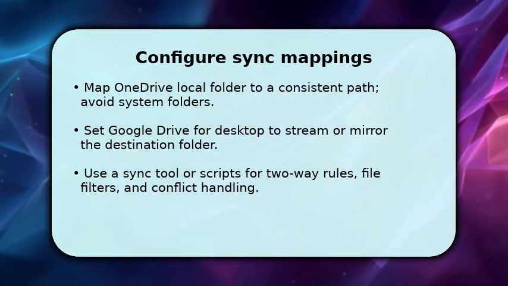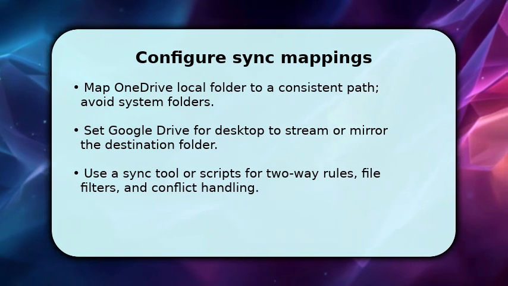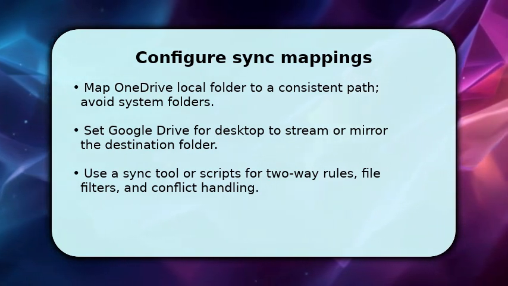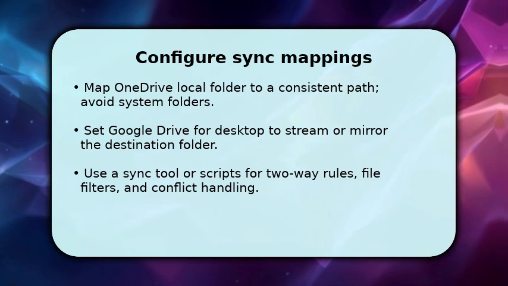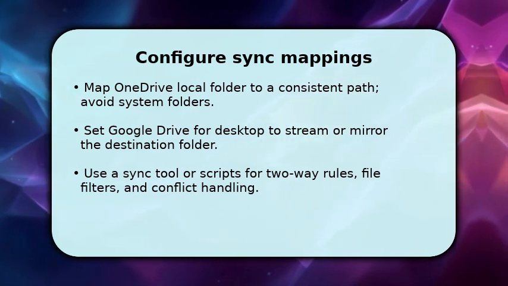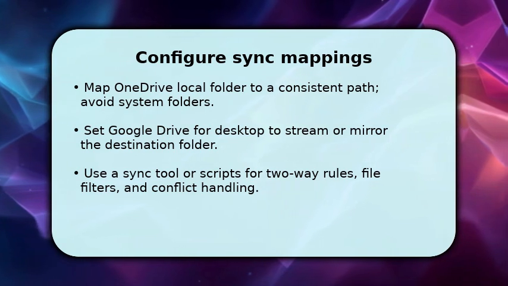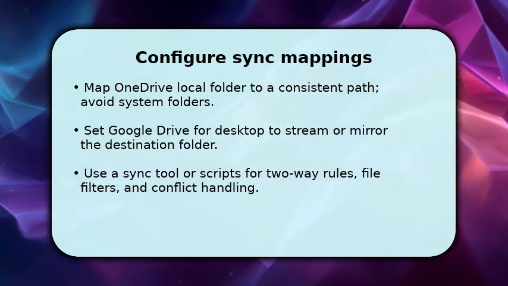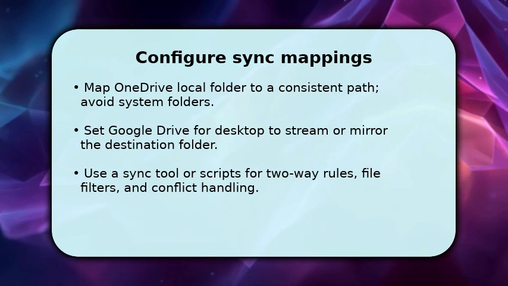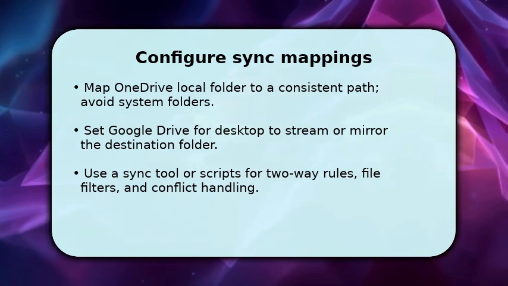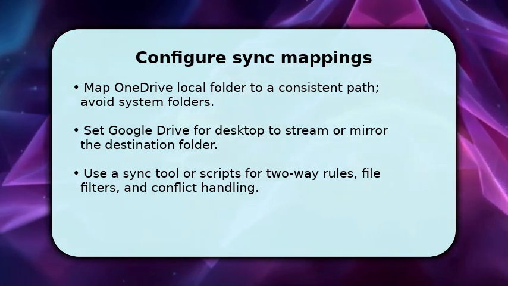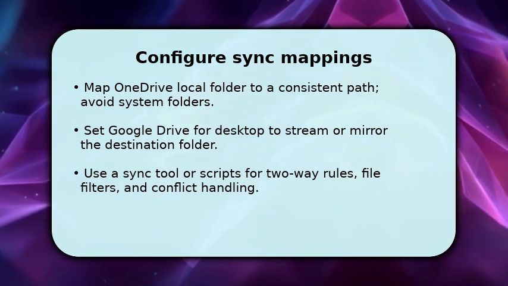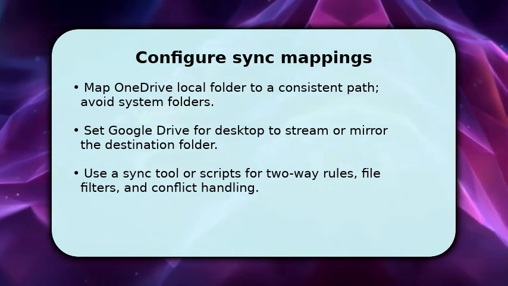Next, configure precise mappings so files flow predictably between clouds. Point OneDrive to a dedicated local folder path that won't move, and configure Google Drive for desktop to mirror that target or stream files into a separate folder. If you need two-way sync, set up a trusted sync utility or a scheduled script. Specify include/exclude filters, size limits, and conflict resolution rules.